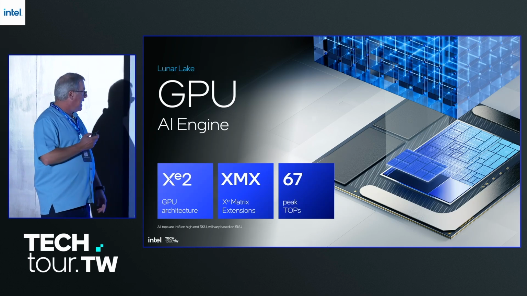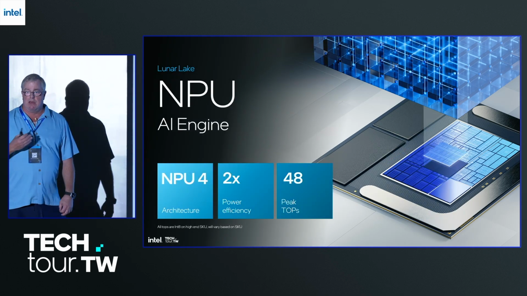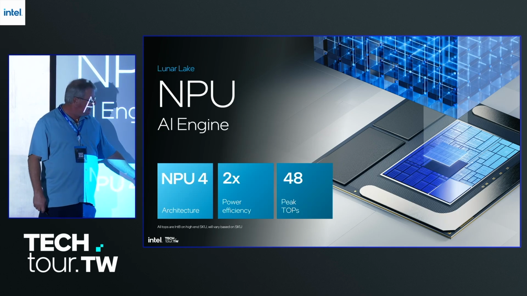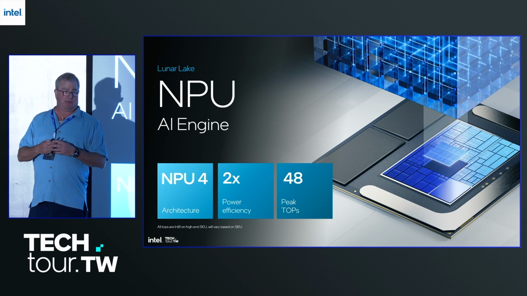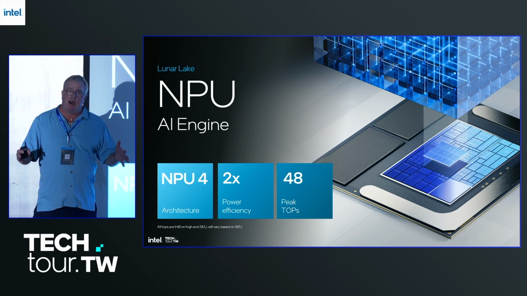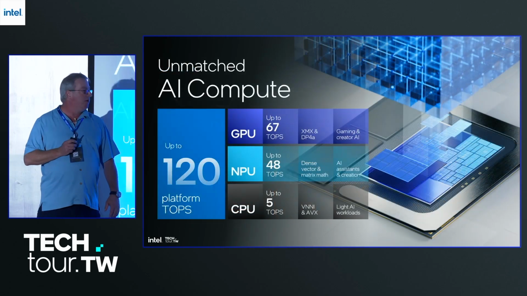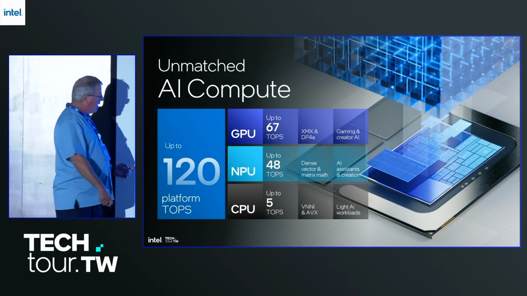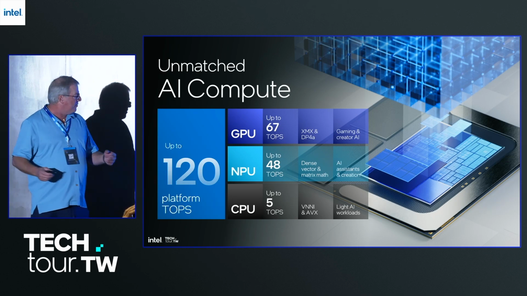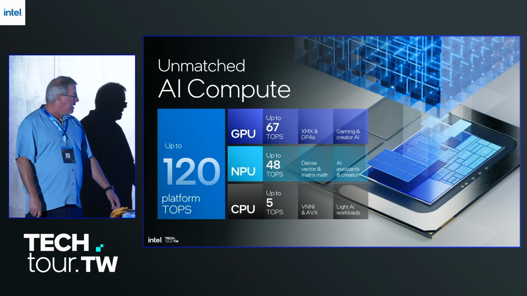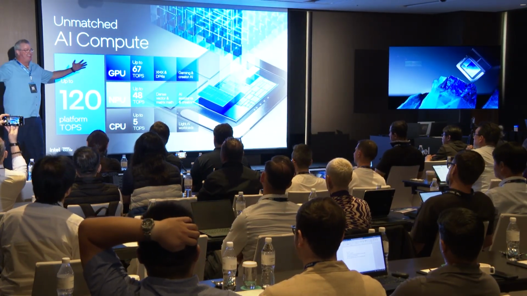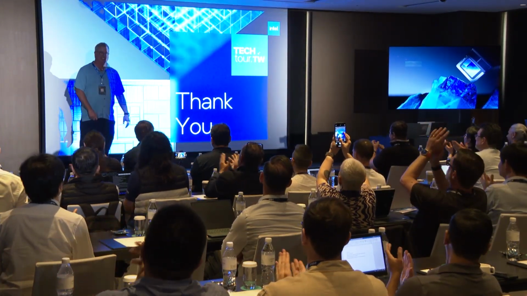So it's very cool. Lastly, we have a brand new NPU, the NPU4, that Darren Crew is going to tell you all about in our next section. It is up to 2x the power efficiency and delivers 48 peak teraops. So if you think about Lunar Lake, think about AI PC, designed for AI, multi-engine, ready to roll, right? We've got many different things to pick from, up to 120 peak tops on the total platform, right? 76 from the GPU, 48 from the NPU, and 5 from the CPU.